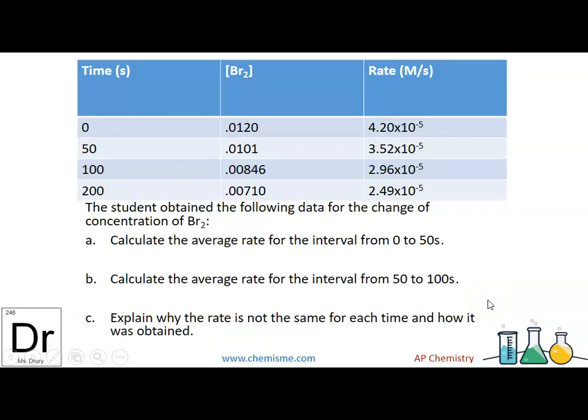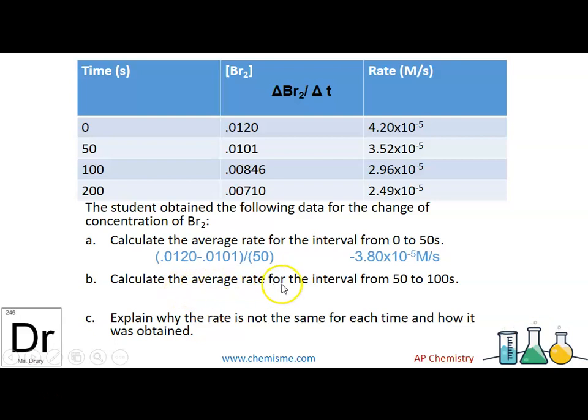Here's another type of question that can come up in this topic. The student obtained the following data for the change in concentration of bromine. Calculate the rate from 0 to 50 seconds. So remember again, the rate is found by change in concentration over change in time. So we're going to do final minus initial, 0.0101 minus 0.012, and then you divide by the change in time. So we're just doing change over change. And so that was negative 3.8 times 10 to the minus fifth. And that was only for that one part, right, that change.